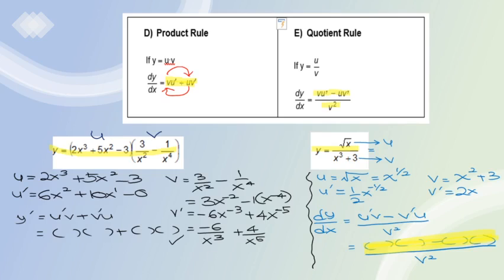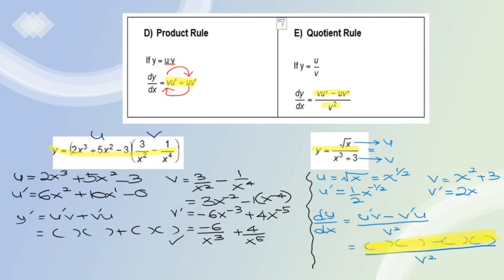Okay, we go for example. Let's say this is U. So U is 2x³ plus 5x² minus 3. So U prime, this one remember 3 times 2, 6, 3 minus 1, and then plus 5 times 2, 10x, 2 minus 1 is 1, and then this one doesn't have x, so 0.